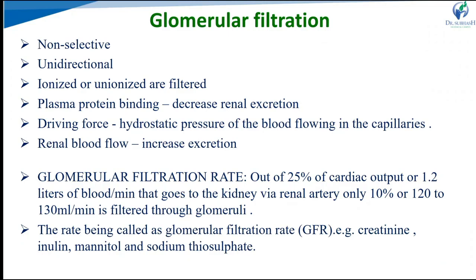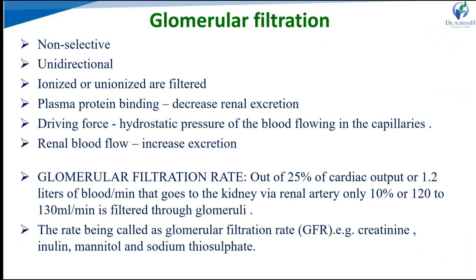Glomerular filtration rate: of the 25% of the cardiac output, or about 1.2 liters of blood per minute, that goes to the kidney via the renal artery, only 10%, or 120 to 130 ml per minute, is filtered through the glomeruli. So the glomerular filtration rate is approximately 130 ml per minute. The rate at which the kidney filters the blood is called the glomerular filtration rate.